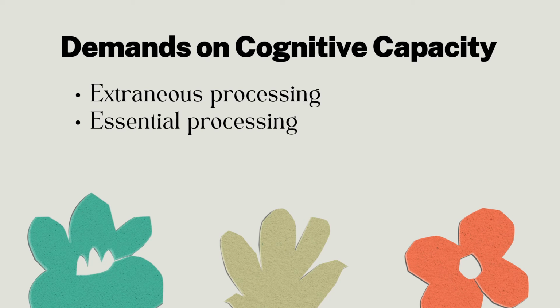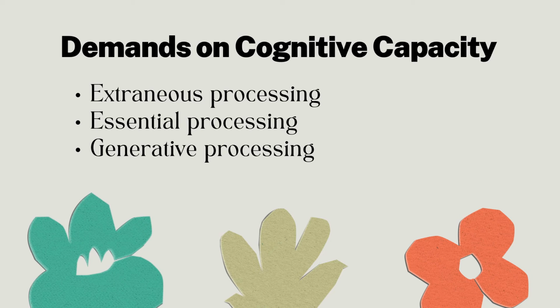Essential processing is cognitive processing aimed at mentally representing the presented material in working memory and is caused by the complexity of the material. Essential processing involves selecting relevant information from the presentation and organizing it as presented, so it results in the construction of verbal and pictorial representations in working memory that correspond to the presented material.